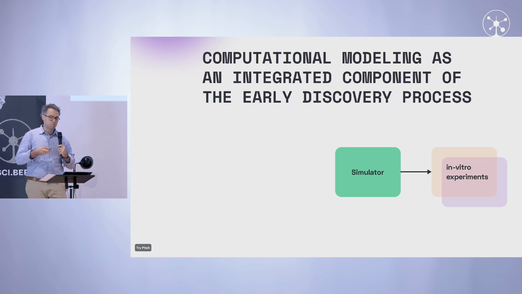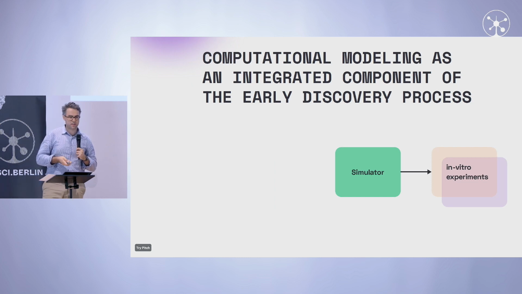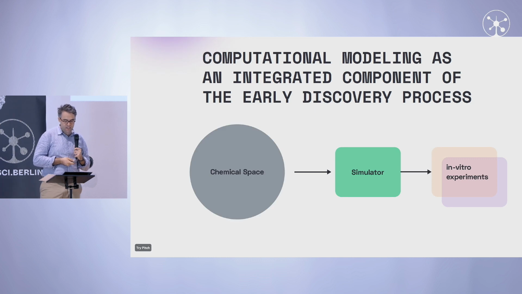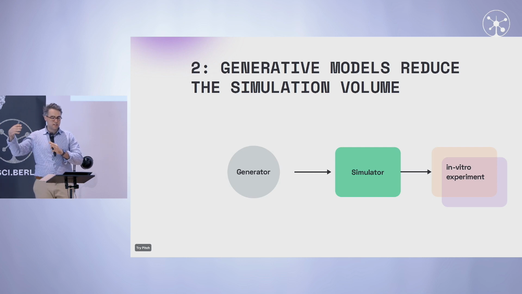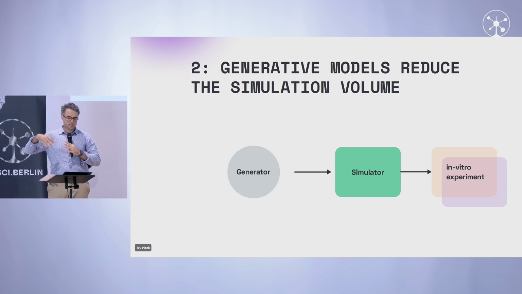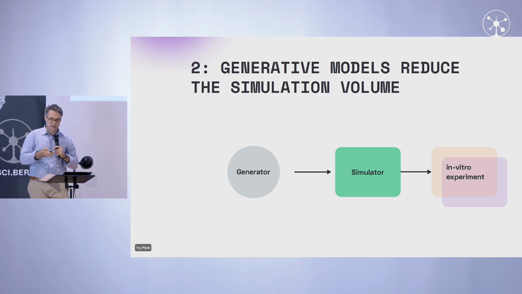So you need to be even smarter than just using a simulator instead of going to the lab. You need to constrain your chemical space. And this is where generative models come in. So not only have we made a lot of progress in simulators that are getting to the accuracy of in vitro experiments, we've also made a ton of progress in generative models that help us basically generate small molecules that have high likelihood of passing through the simulator's tests.